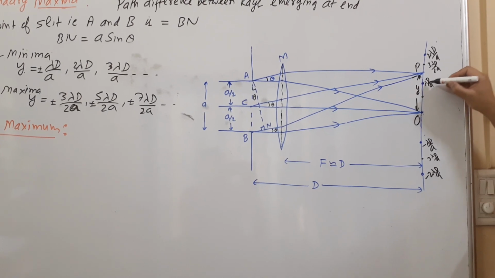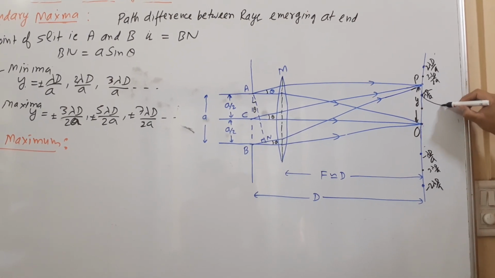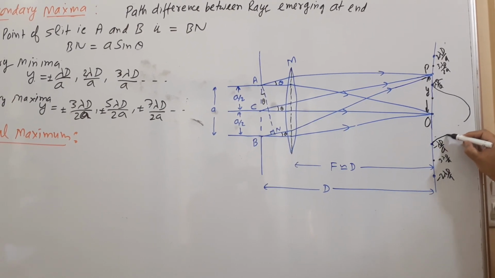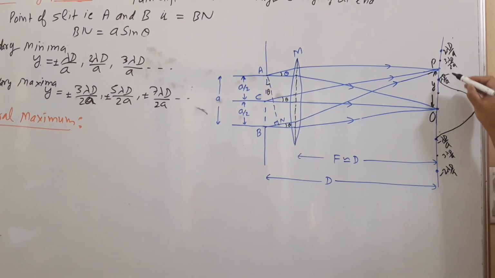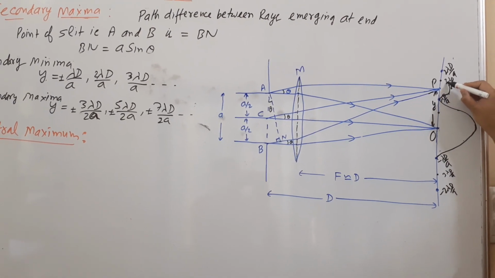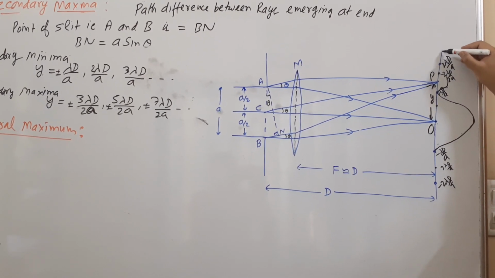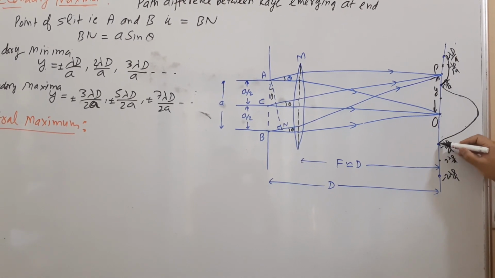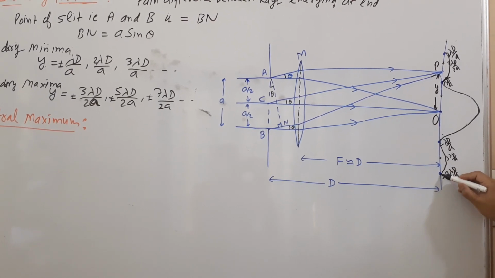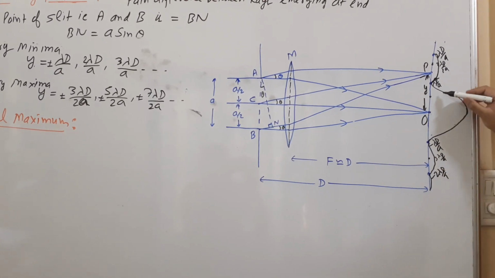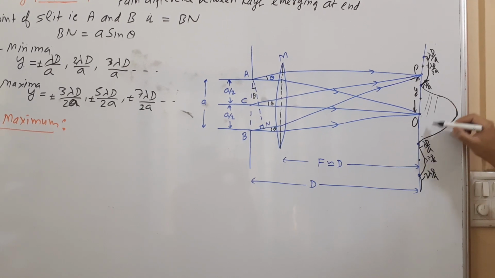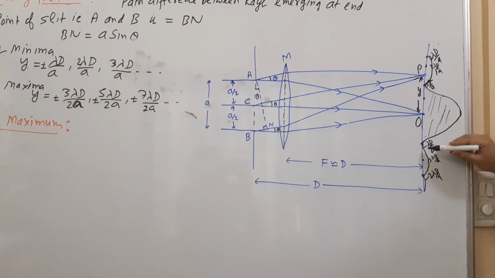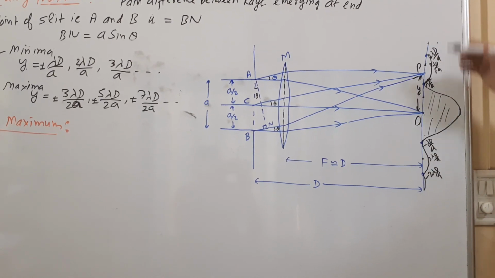So for the fringe width, we have obtained this type of pattern. If you see, you will find this type of pattern. Here the intensity becomes reduced. Like that, you will get the fringes. So this will be the secondary maximum, and this the central maximum. This is the first secondary minima, this is upward, this is downward.